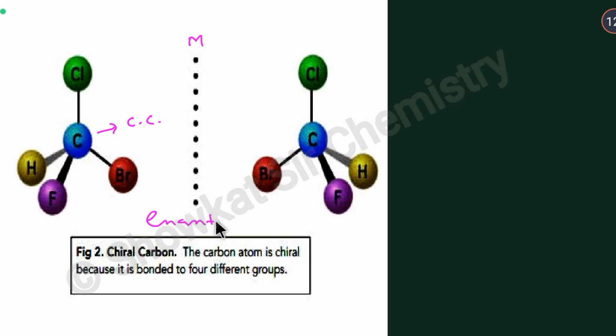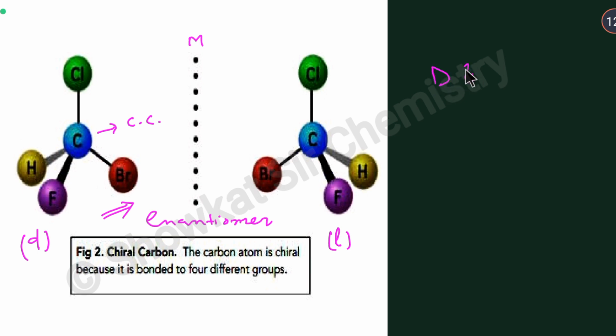And when they are enantiomers, you have to remember, if one is dextro, the other will be levo. That means if one rotates plane polarized light towards the right, the other will rotate plane polarized light towards the left. And we cannot tell this just by looking at the molecule. We can only tell it experimentally. When we put this compound in the polarimeter, then we can say whether it is dextro or levo. This is very important.